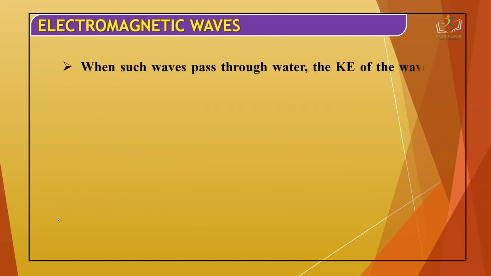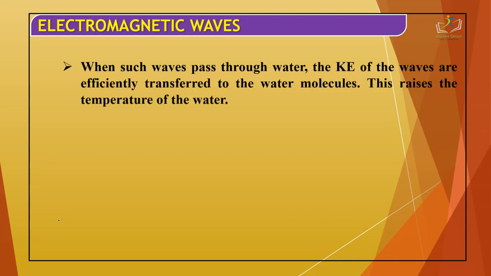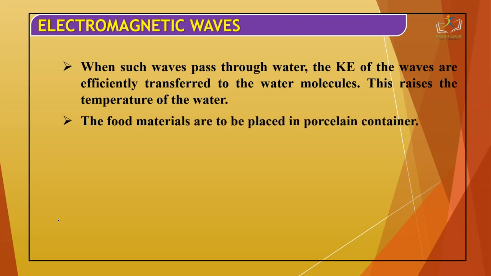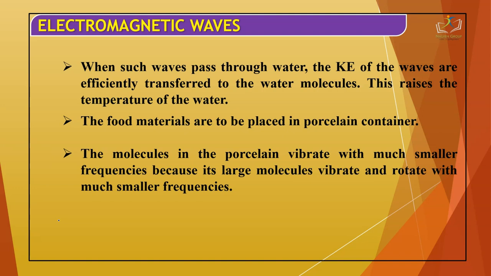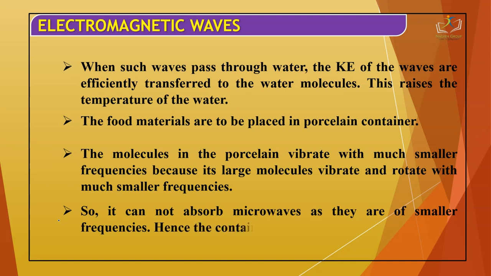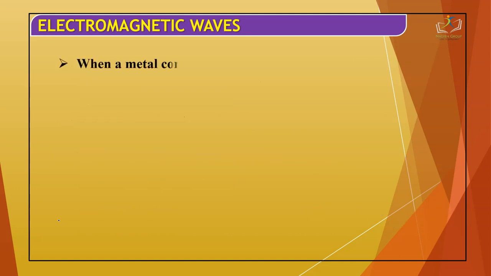When such a wave passes through water, the kinetic energy of the wave is efficiently transferred to the molecules and gives rise to the temperature. And the food material is also maintained. The molecules in the food vibrate at such frequencies. Because of that, the molecules get a large amount of heat. There will be no absorption in the porcelain, so it will be unaffected.